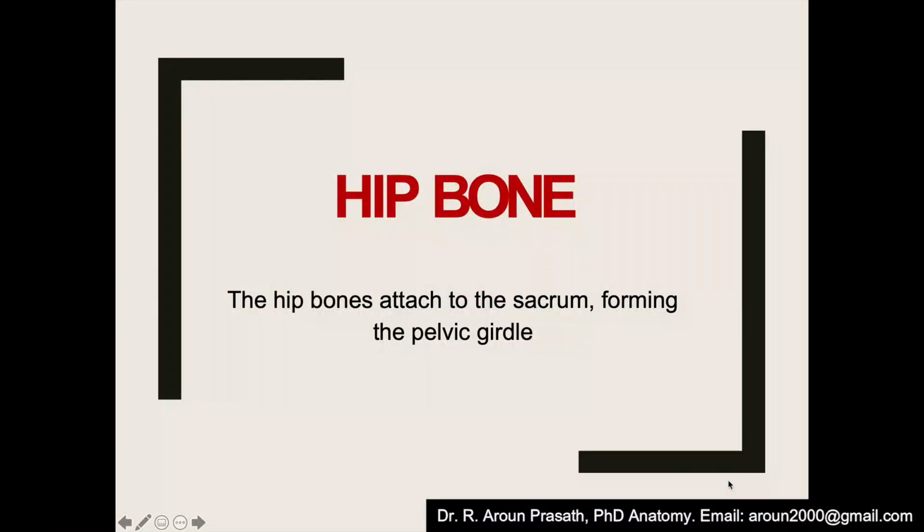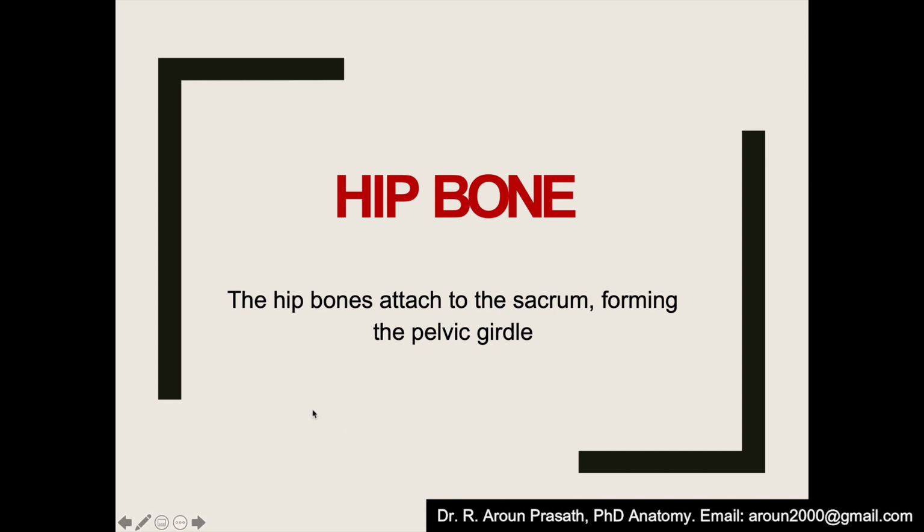Coming to the bones of the lower limb, we have to start with the pelvis. Then we will be discussing the femur, then tibia, then tarsal bones, then the metatarsal bones, and the phalanges.